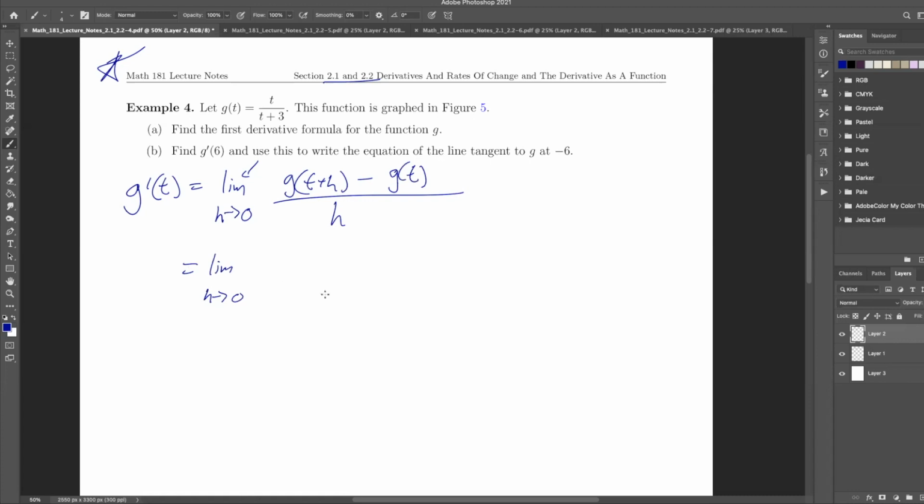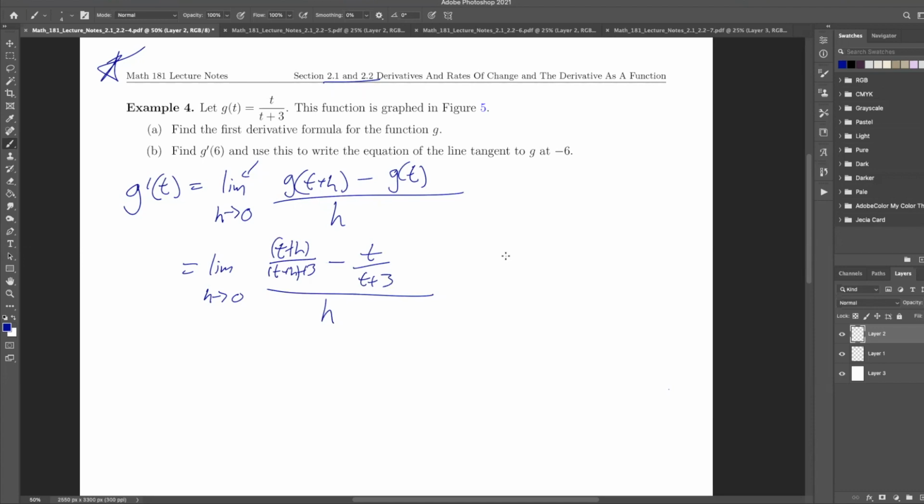All right, let me zoom out. Hold on, I have my little cheat sheet. I want to make sure I do this correctly. So here I'm going to have t plus h over t plus h plus 3, because everywhere I see t, I'm going to plug in t plus h, right? Minus t over t plus 3, all over h.